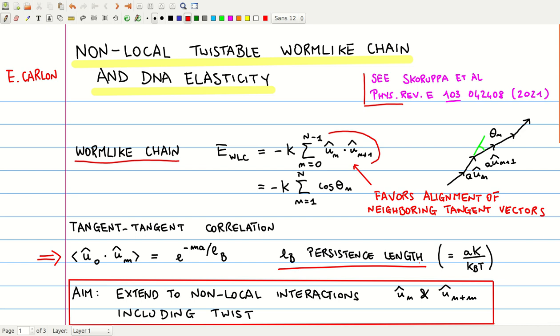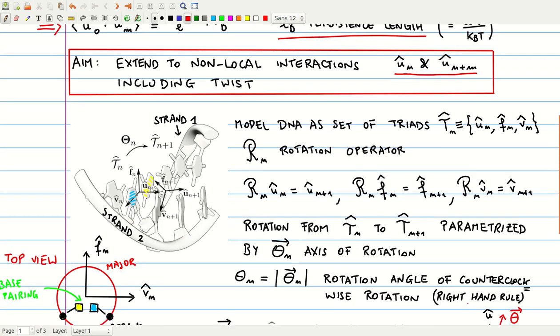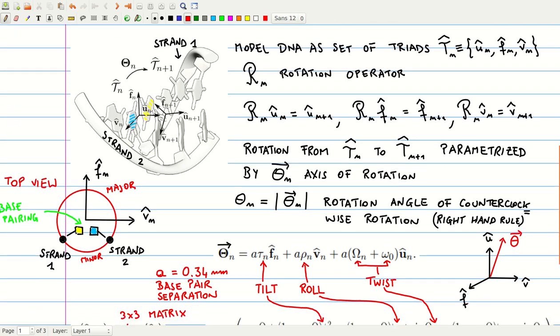Our aim is to calculate the bending persistence length in a model with non-local interactions, coupling distant tangent vectors u_n and u_{n+m}. We also want to include twist and bending anisotropies. In a DNA model with twist, a configuration is described not by a single tangent vector, but by local orthonormal triads of unit vectors u_n, f_n, v_n, which we also indicate as T_n.